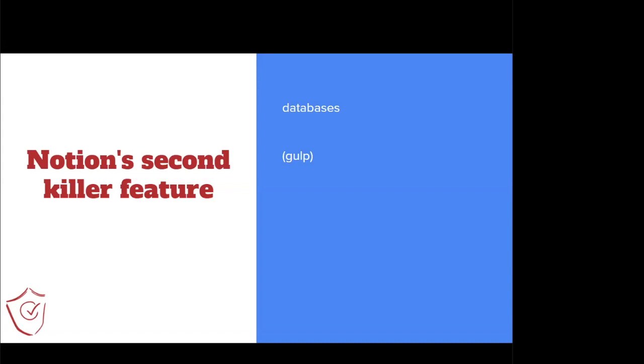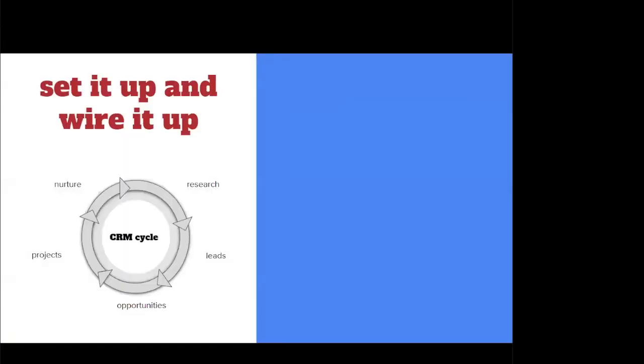So I think if we just think of databases as a table of data that has a little bit of structure to it, and we apply that back to the wheel itself, the idea of research to leads to opportunities to projects and then nurturing, then we can start thinking about how we can create databases to support those five activities.